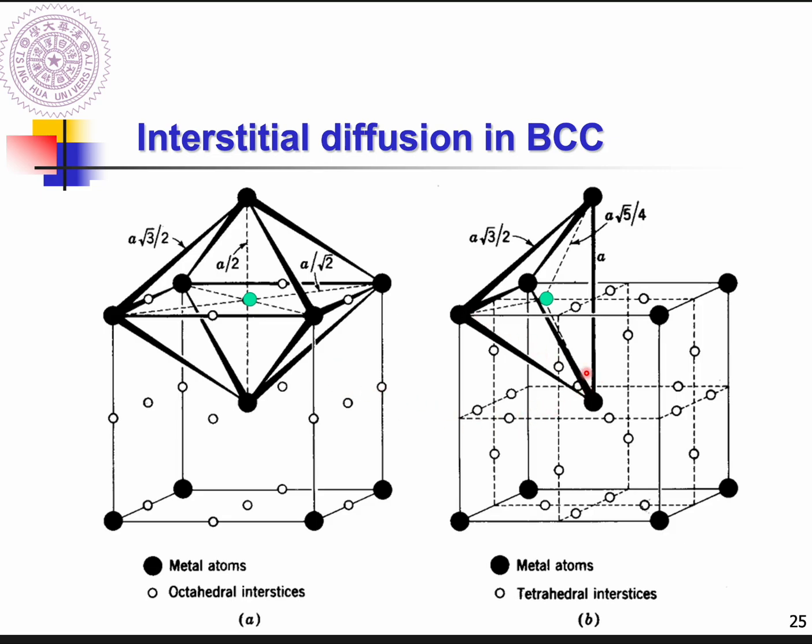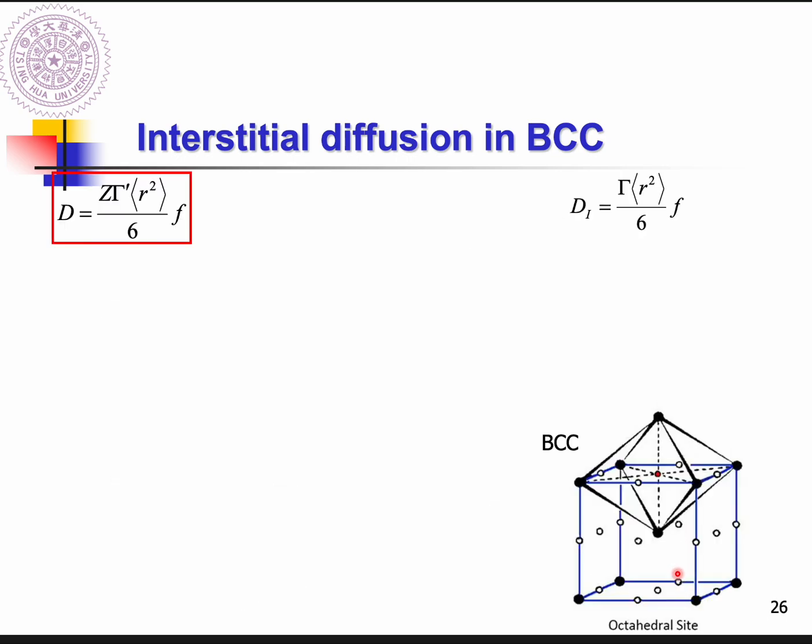So there are two different types of interstitial site in BCC. And if you Google or check the interstitial sites in FCC, you can also find there are two interstitial sites, which are the octahedral interstitial site and the tetrahedral interstitial site in FCC. Okay, so next, as we mentioned before, we want to formulate or derive the diffusivity of these interstitials.